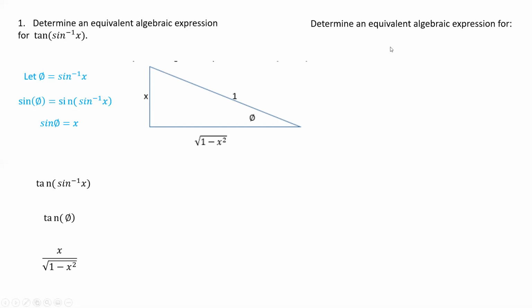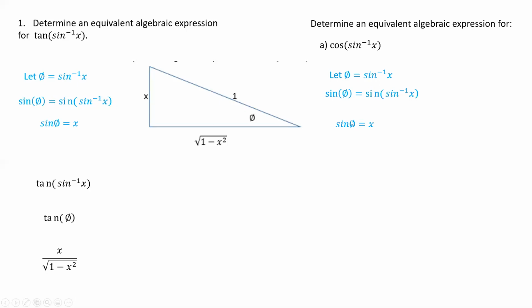Determine an equivalent algebraic expression for the cosine of the inverse sine of x. Let's do exactly what we did in the previous one. The angle whose sine is x, we'll call that theta. We're really trying to get rid of the inverse sine of x, and the way to do that is to take the sine of both sides. The sine of the inverse sine of x is just x, because these two functions cancel each other out.